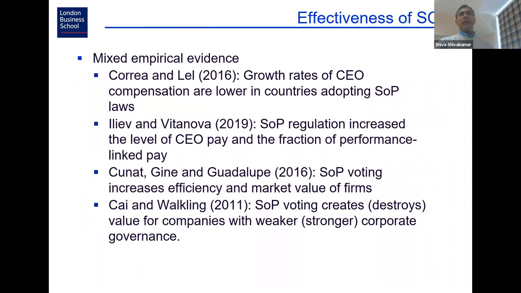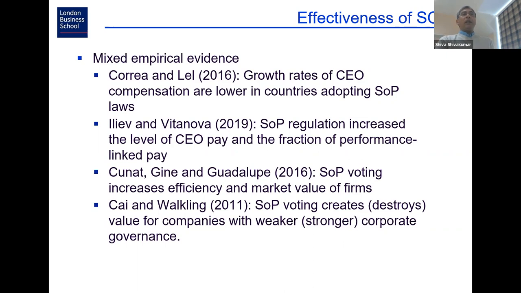So how effective has the SOP been? The empirical evidence on this issue is unfortunately mixed. There have been some studies such as the Kaura and Lil paper, which shows that after SOP was adopted in various countries, it's not just the US which has adopted it. Many countries adopted it before the US and other countries, and some countries have even adopted it afterwards.